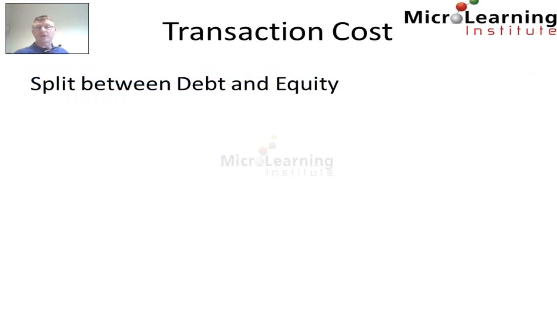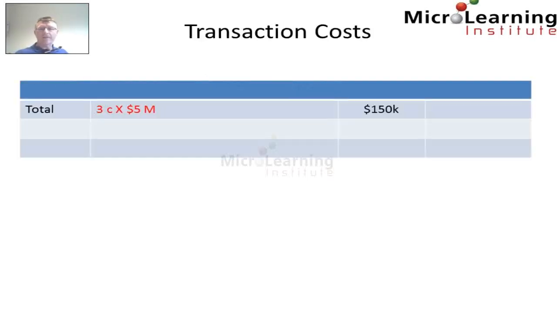Next, we need to look at the transaction costs, and now we need to split these transaction costs between the debt component that we've just calculated and the equity component that we've just calculated. So the total transaction costs are 3 cents per note, and of course there are 5 million notes, so the total transaction costs are $150,000.